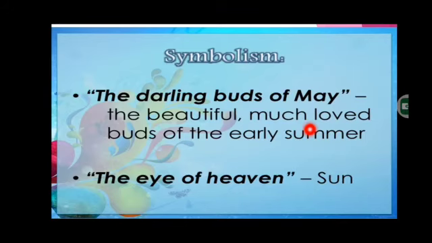Symbolism is also used in this sonnet: the darling buds of May, the beautiful, much-loved buds of the early summer. The eye of heaven is referring to the sun. That is symbolism.